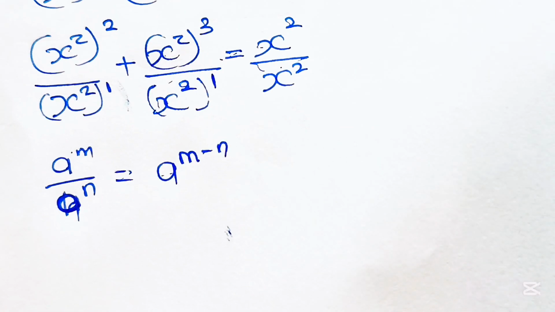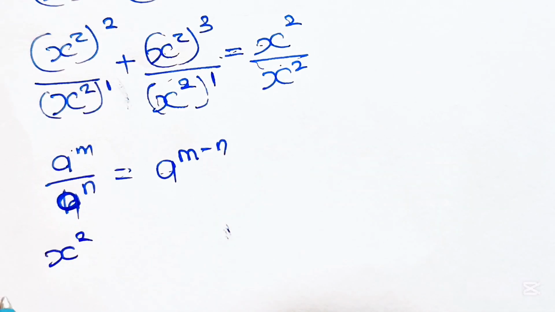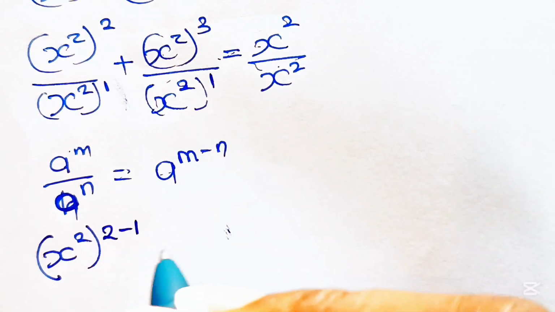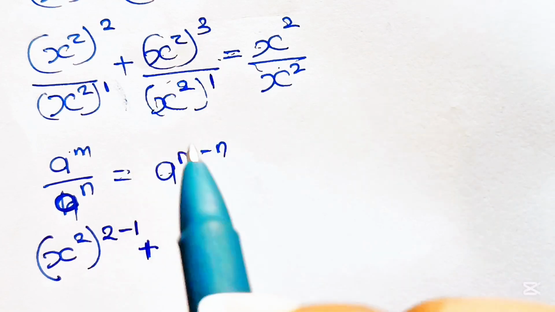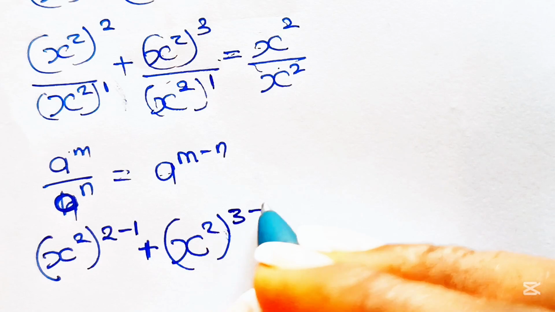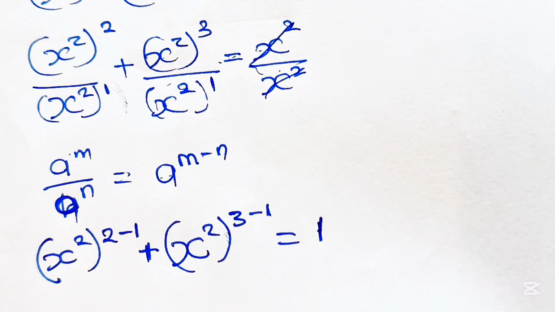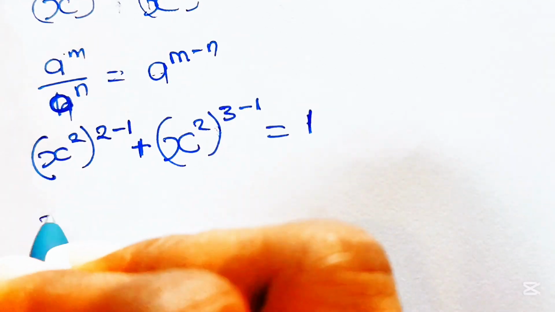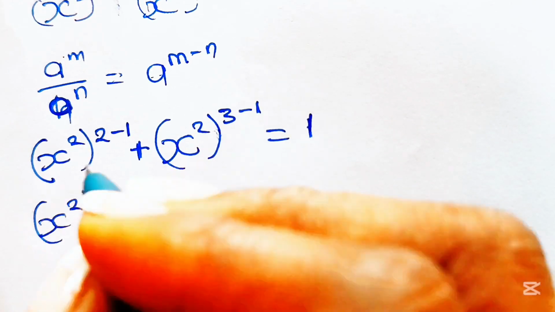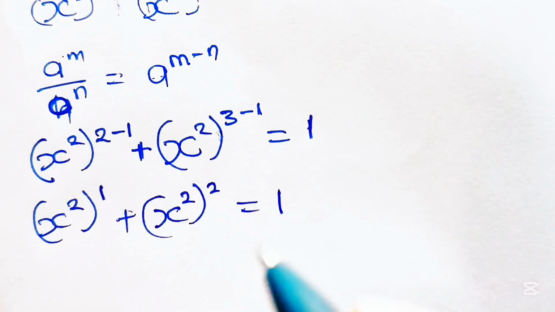So if we apply that here, this can be written as x to the power of 2 raised to the power of 2 minus 1, plus x to the power of 2, that is the same base, raised to the power of 3 minus 1, is equal to, now when this is divided by itself, we have 1. So we have x to the power of 2 raised to the power of 1, because 2 minus 1 is 1, plus x to the power of 2 raised to the power of 2 is equal to 1.